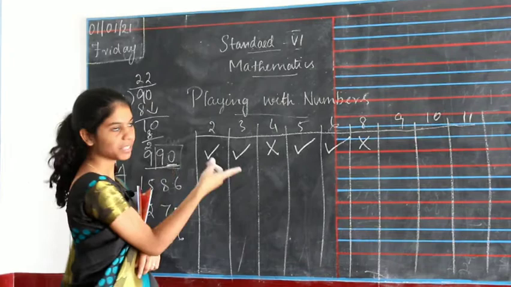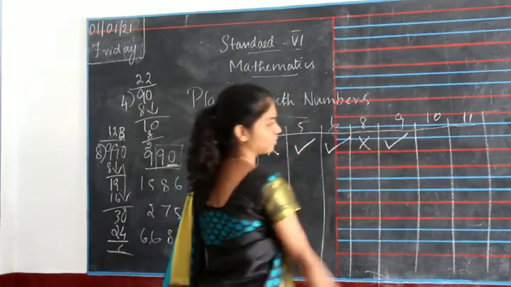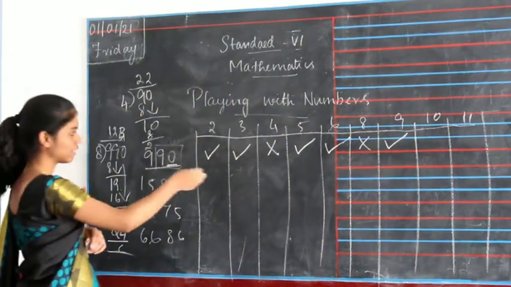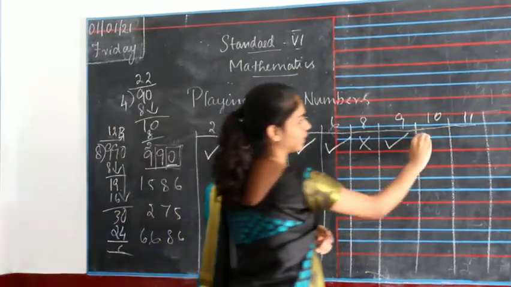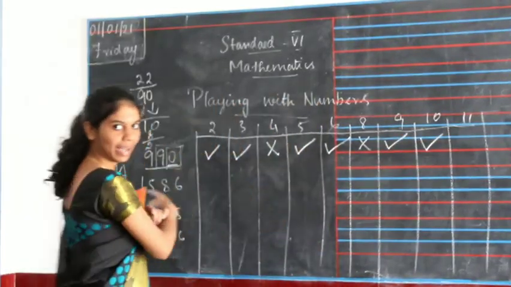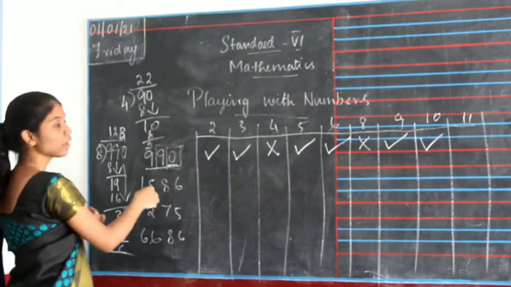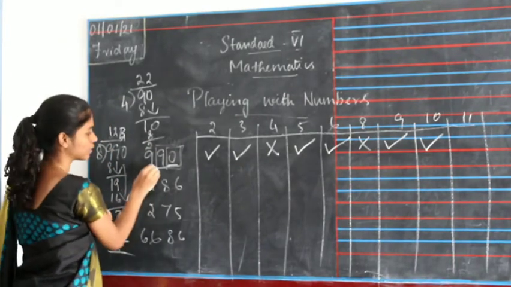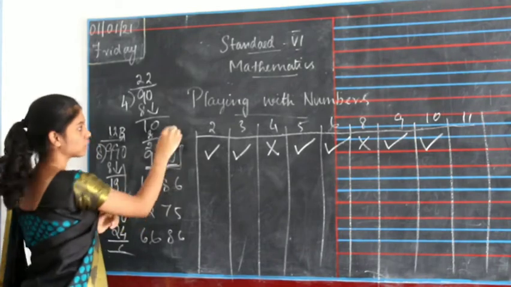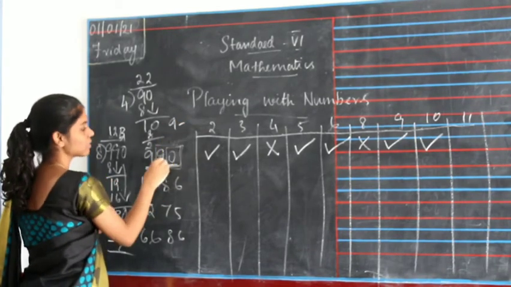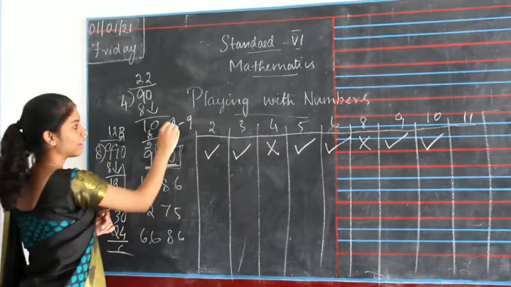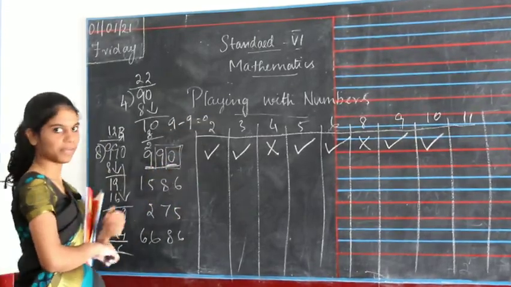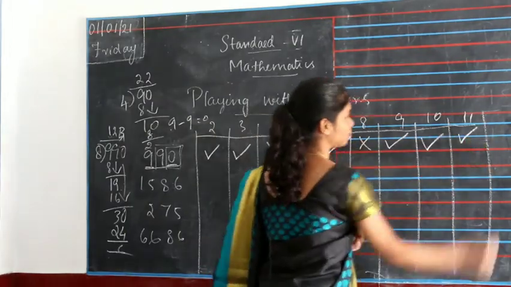So 18 can be divided by 9, so this can be divided by 9. For 10, the last unit place should be 0, so this can be divided by 10. And for 11 you have to see. First, here this is odd and this is odd. So 9 plus 0 will be 9, minus 9. Only one even is there, so 9. So 9 minus 9 is 0. This can be divided by 11.